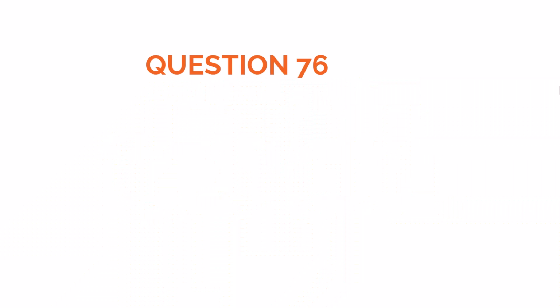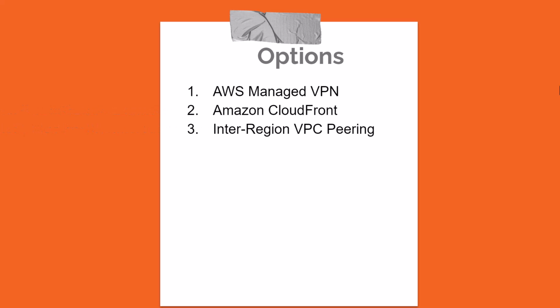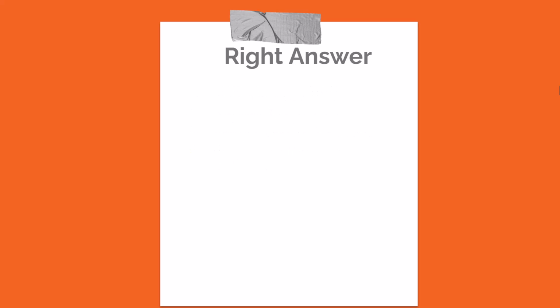Question 76. How can a company connect from their on-premises network to VPCs in multiple regions using private connection? Options. Option 1. AWS Managed VPN. Option 2. Amazon CloudFront. Option 3. Inter-region VPC peering. Option 4. AWS Direct Connect Gateway. Correct answer is Option 4. AWS Direct Connect Gateway.